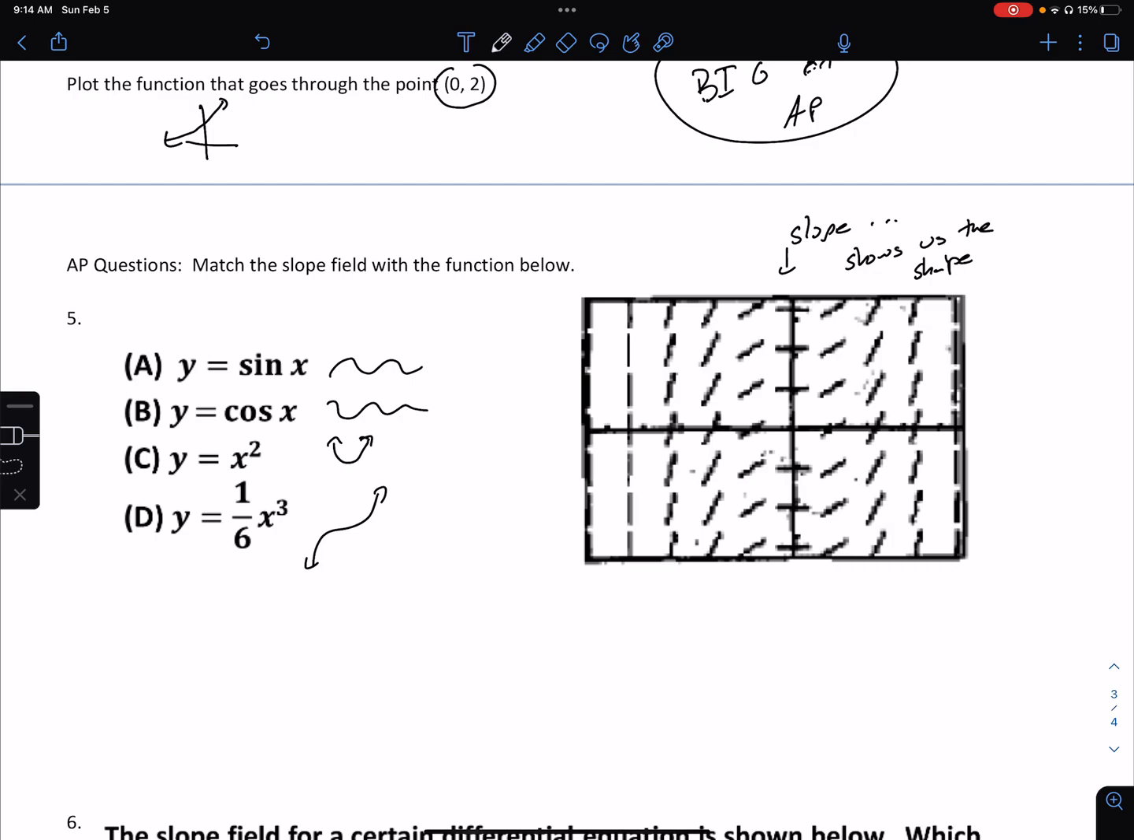So I'm thinking, okay, they're telling me what the shape looks like. They're showing us the shape of the graph. Well, which one of A, B, C, or D does it look like? Obviously, it should be D. It looks like a cubic graph.